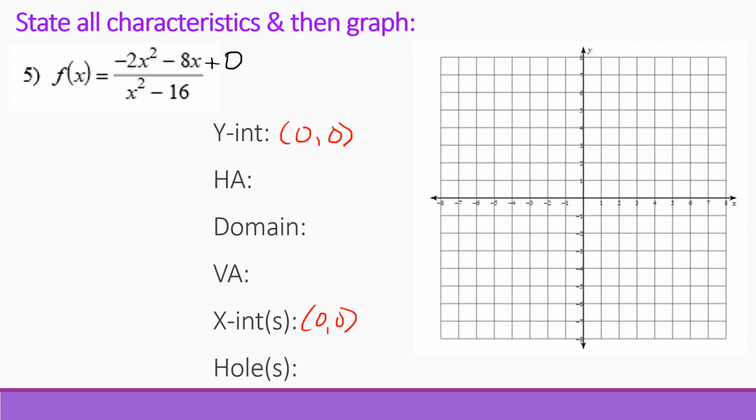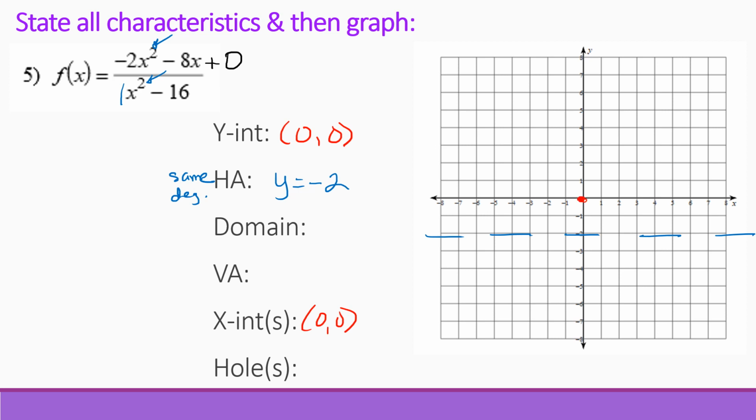Next, we can look at horizontal asymptotes. So I'm looking at the degree of the numerator. It's raised to the second over the degree of the denominator, also raised to the second. They have the same degree. With the same degree, I just take the coefficients. -2 divided by 1 equals -2. So my horizontal asymptote is at y equals -2. And again, I should have a y-intercept at (0, 0), which actually is the x-intercept as well.